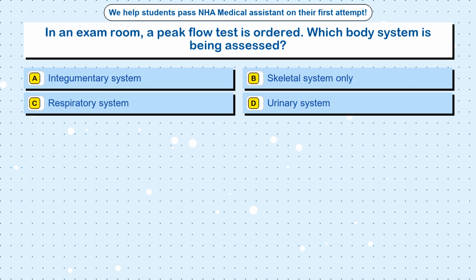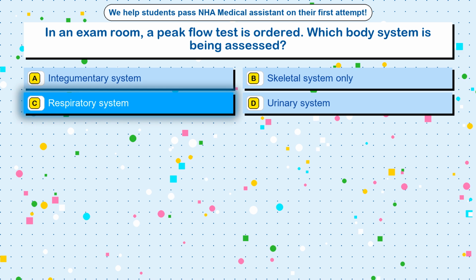Question 54. In an exam room, a peak flow test is ordered. Which body system is being assessed? Option A, integumentary system. Option B, skeletal system only. Option C, respiratory system. Option D, urinary system. The correct answer is option C, respiratory system.